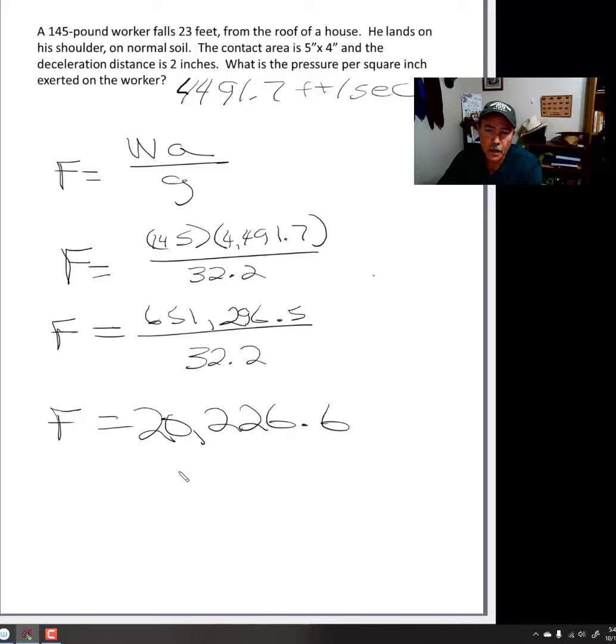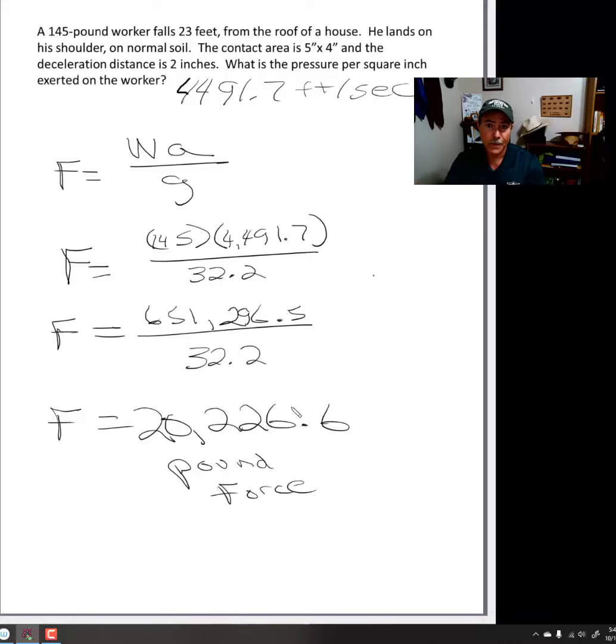And the unit that we're talking about here is referred to as pound force. Okay, 20,226.6 pound force. Now we can calculate the pressure, because it's really the pressure that's the issue. If this 20,000 pounds is distributed over a wide area, the damage is not going to be as great. But if this 20,000 pounds of force is focused on one small part of the worker's body, like the shoulder that they're falling on, then it's going to do more damage.